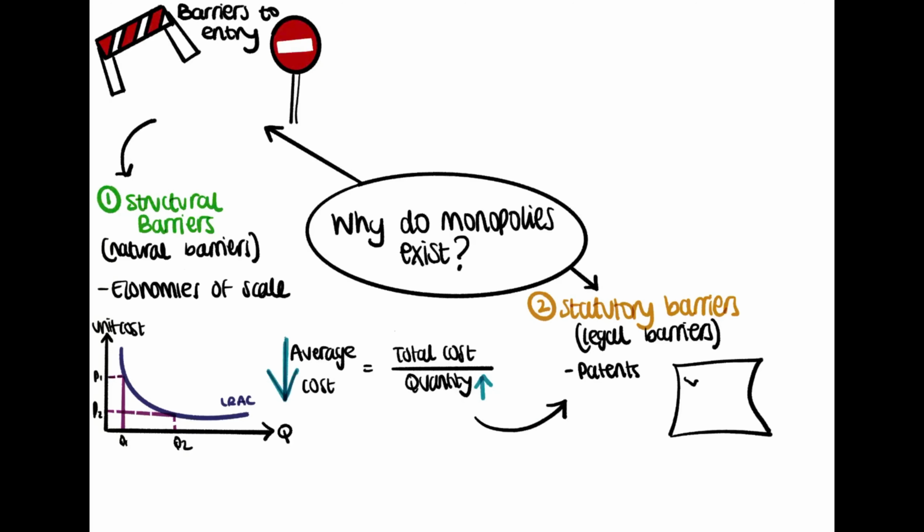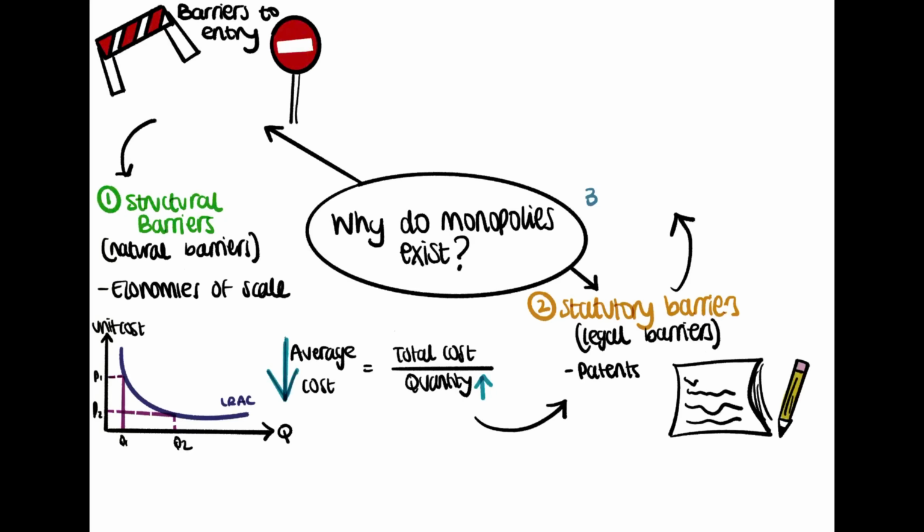Next, we have statutory or legal barriers to entry. An example would be a patent. So if you had an invention to stop others from selling the same product, you can apply for a patent which gives you the exclusive right to sell your invention. So a monopoly could actually have a number of patents to stop new entrants from selling their product.